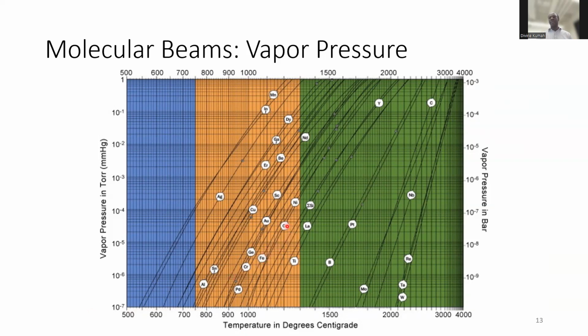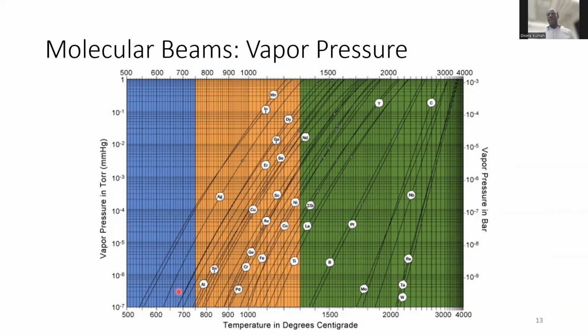The white circles indicate the melting point of those materials. So for certain materials, you can actually evaporate them at a 10 to the minus 5 torr vapor pressure without them melting. For cobalt, for instance, you'll have to heat it up to about 1200 centigrade. You can think of this as more of a sublimation process, where the vapor is formed without the material melting.